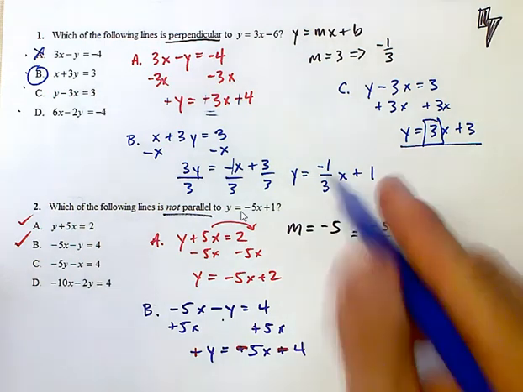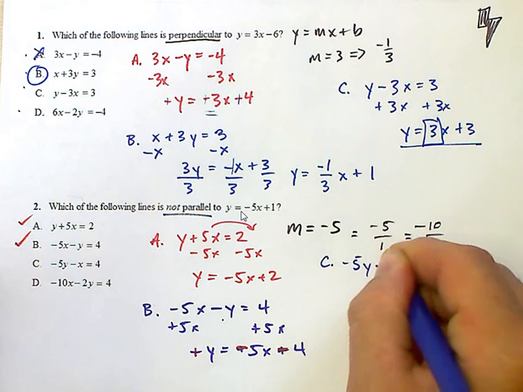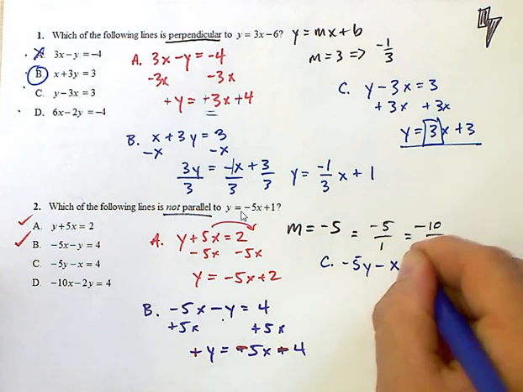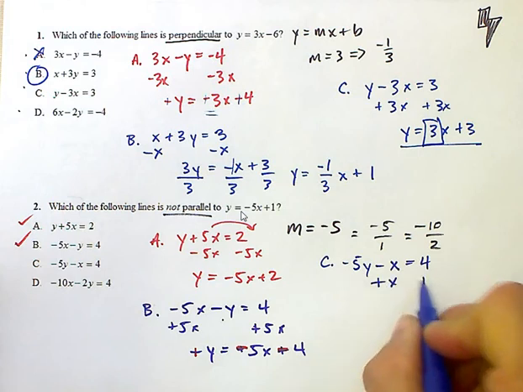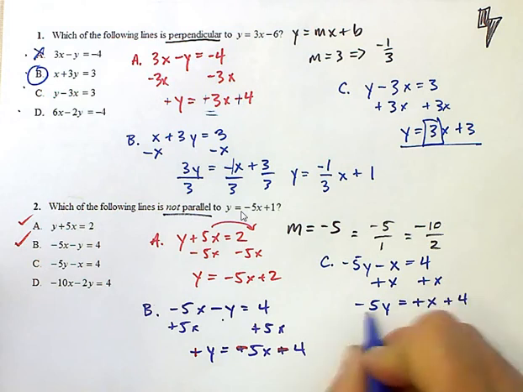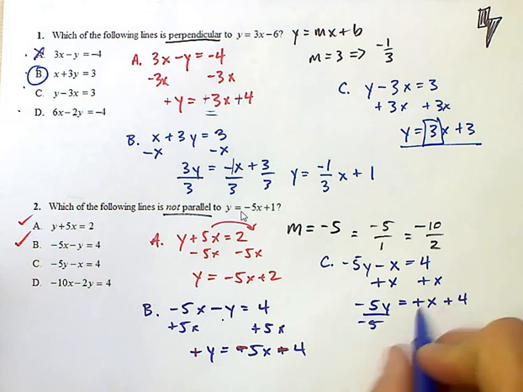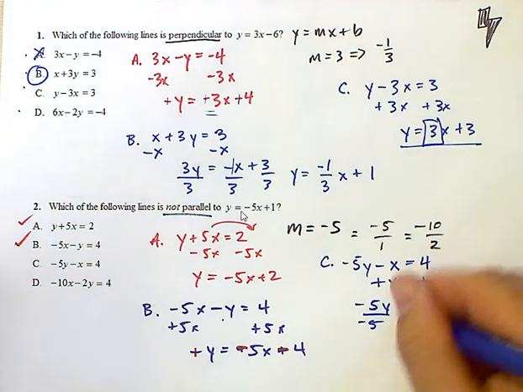Take a look at C. Negative 5y minus x. I think this is going to be our match here because I'm going to add x to both sides. Negative 5y is equal to positive x plus 4. You end up dividing by negative 5. And you see here, we don't have a match, negative 1/5 x. This is the one that's not parallel.